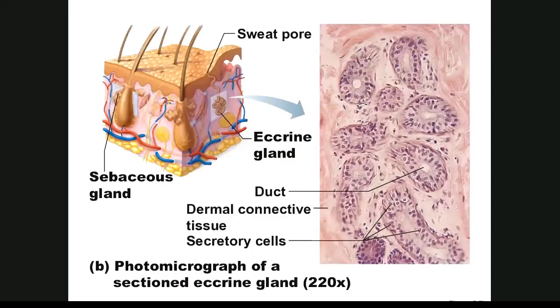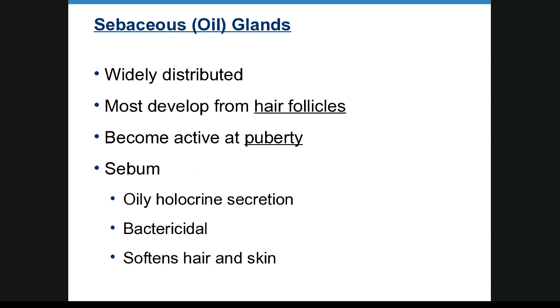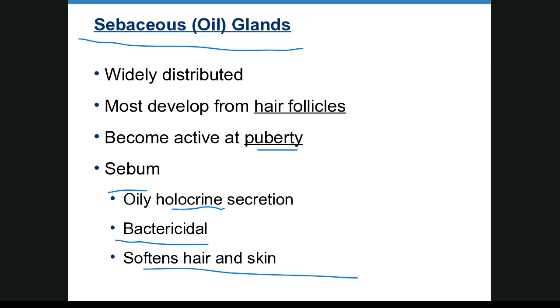Okay, and this is just showing a sebaceous gland letting go into the hair follicle, which is an oil gland, sebaceous glands. Always with hair follicles, again, these develop at puberty, and this is a sebum, an oily holocrine secretion. And the point of having it is bactericidal and to soften hair and skin. Now, if you recall, a holocrine secretion means that the gland that produced that oil ruptures.